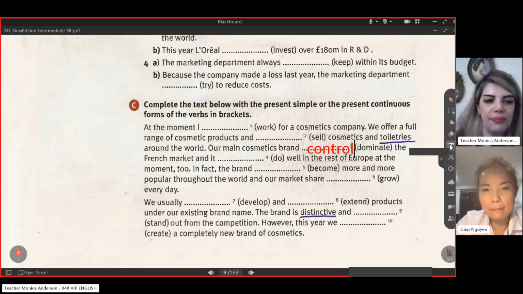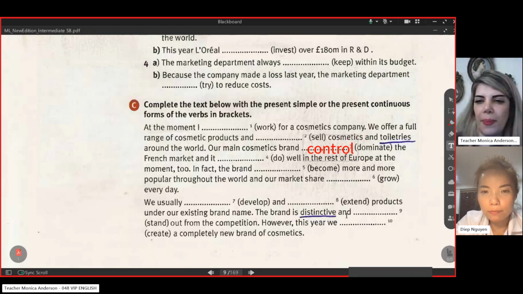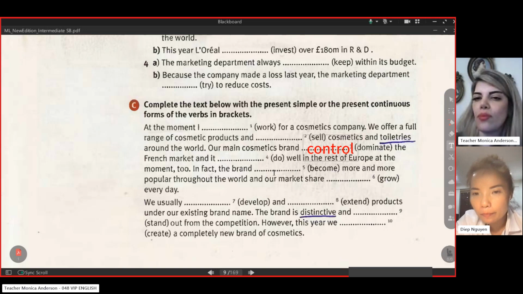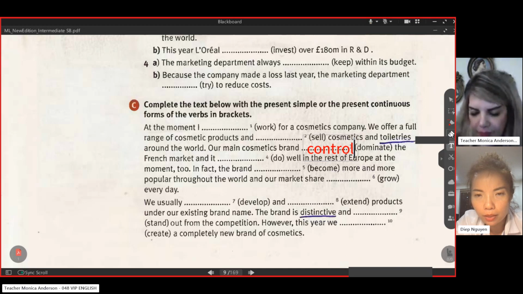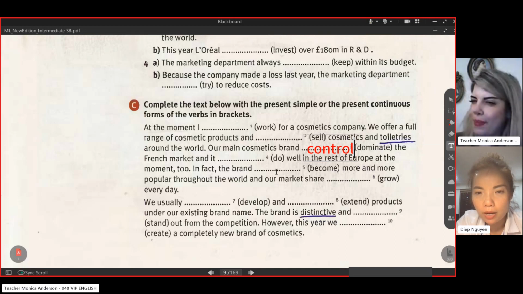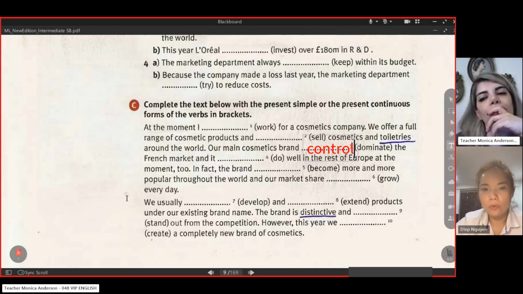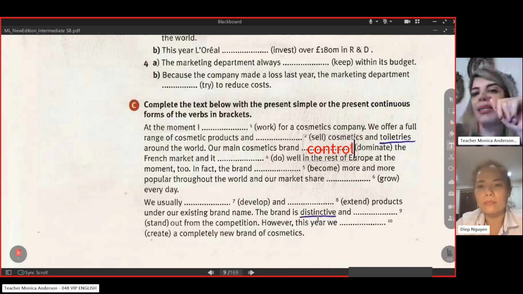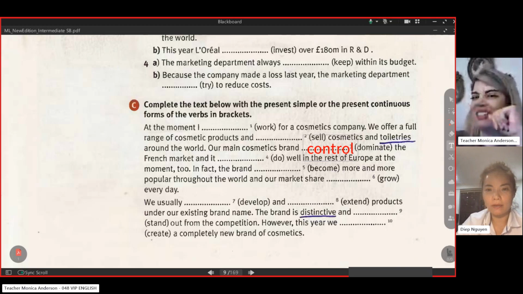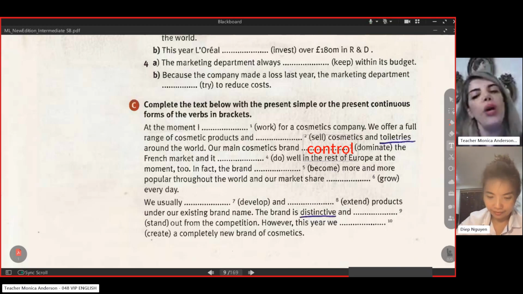In fact, the brand becomes... every day our market share grows. Well, okay, let me interrupt you, I need to say something here.